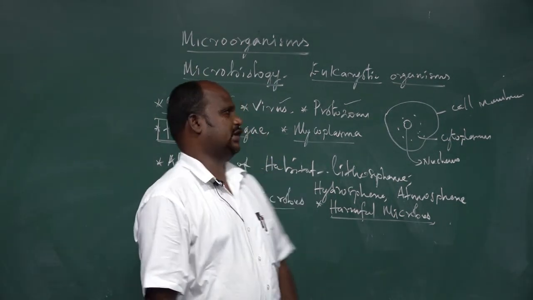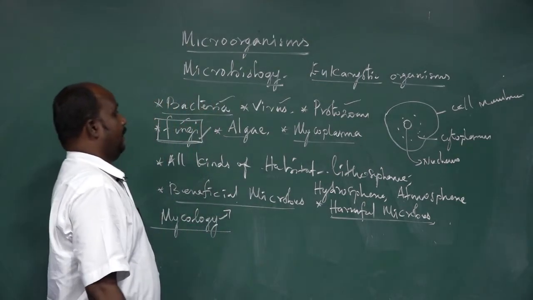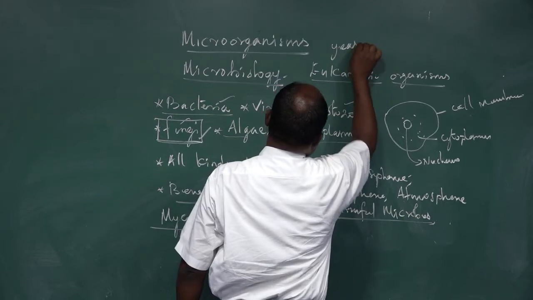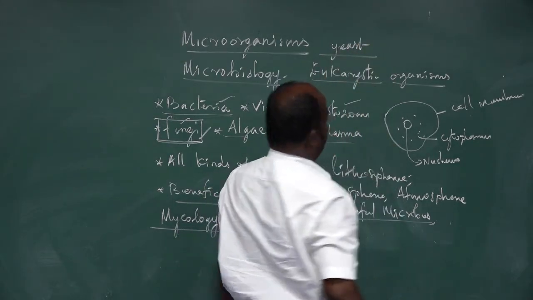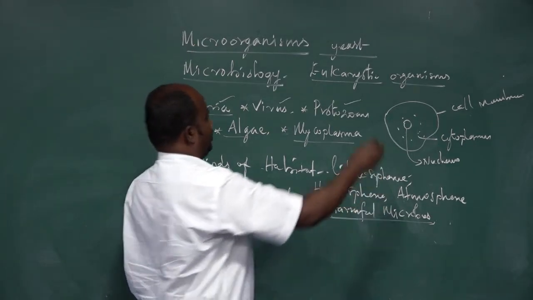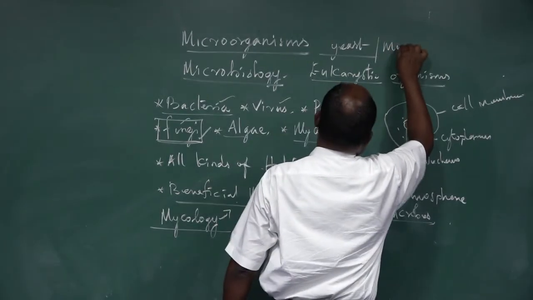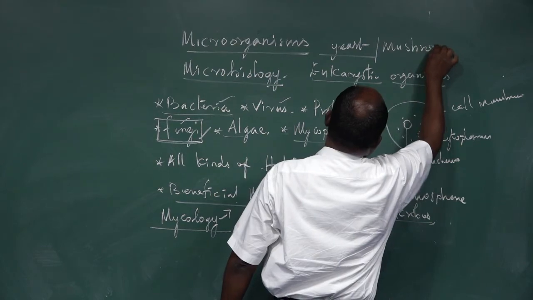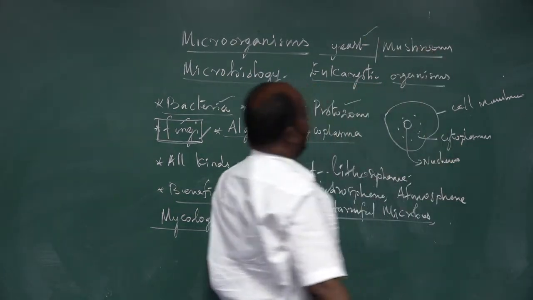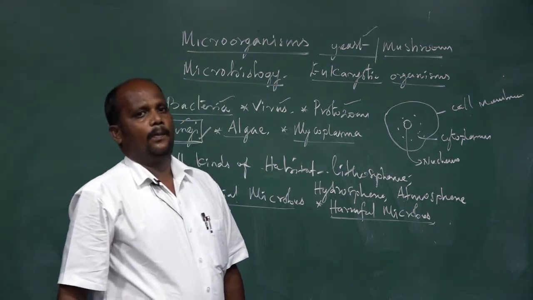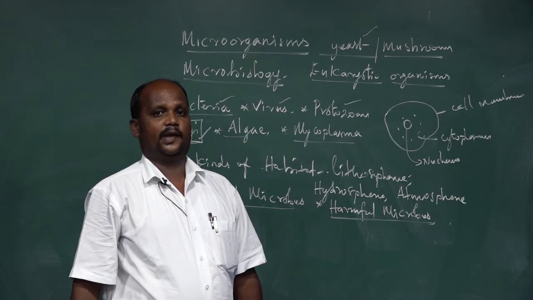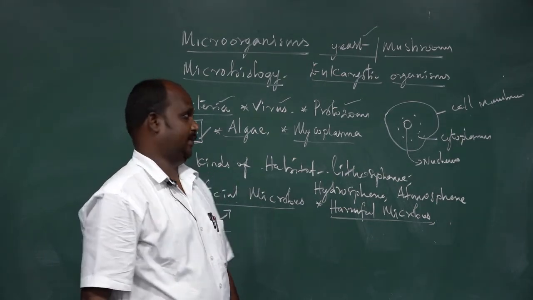The next one: the best example of a unicellular fungus is yeast. The best example of a multicellular fungus is mushroom. Another example is penicillin, which is a multicellular fungus.